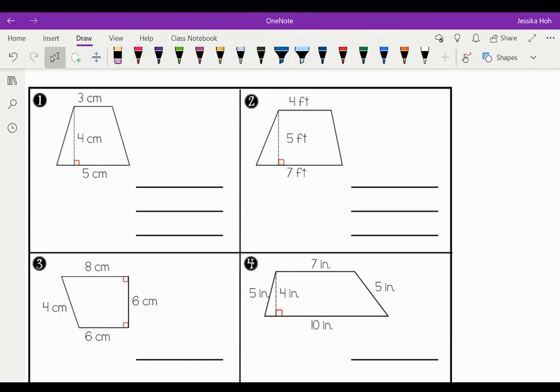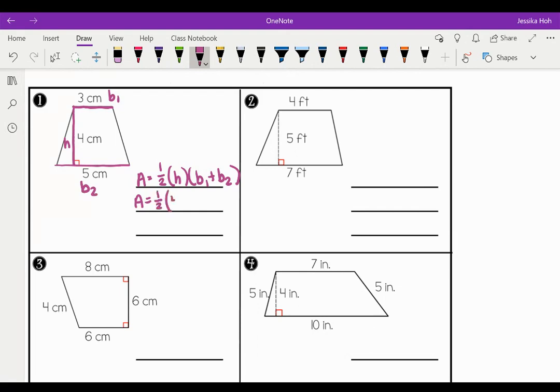All right, our first problem we have, we are going to write our formula. Area equals half of height times base 1 plus base 2. So we're going to fill in our numbers after we label them. So here, let's make my perpendicular line and find my parallel line across. So I have my height, base 1, base 2.